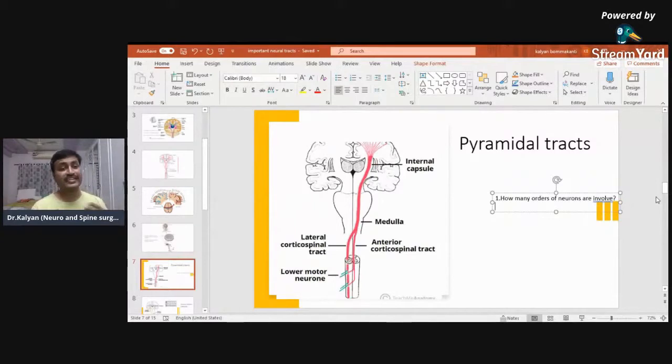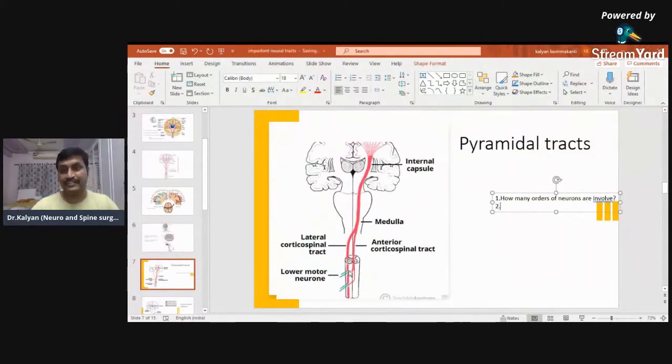When it comes to descending tracts, we usually don't say first order, second or third order neuron. You say upper motor neuron and lower motor neuron because they're clinically important, only 2 neurons. So there are only 2 orders of neurons. Sometimes there is an interneuron between both the neurons, so that makes 3, but practically remember it as 2. This entire pink one which I have shown is the upper motor neuron from the motor cortex until the spinal cord. And the second one, from the spinal cord to the muscle, is the lower motor neuron.